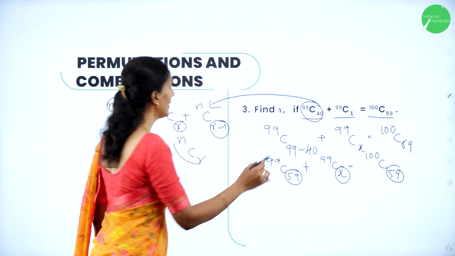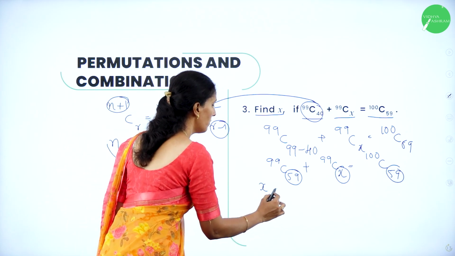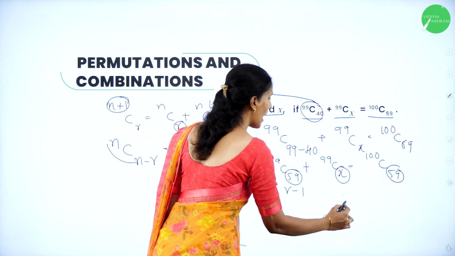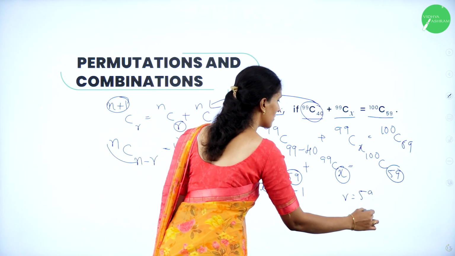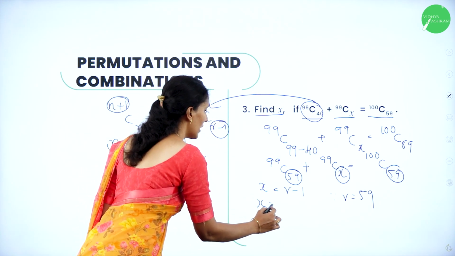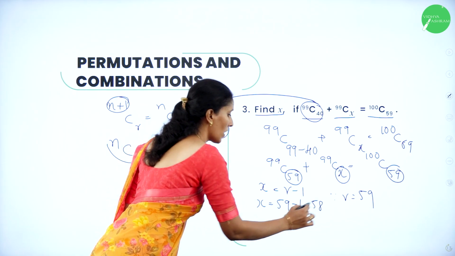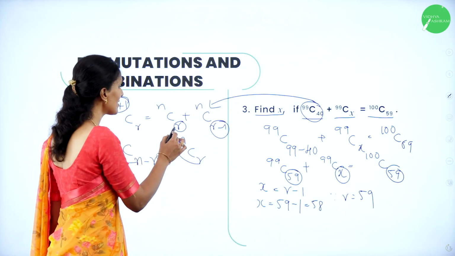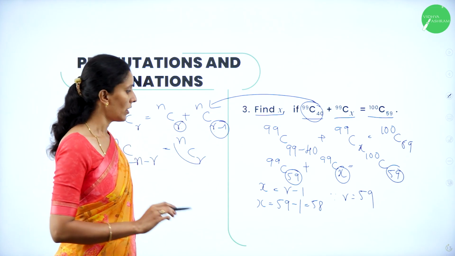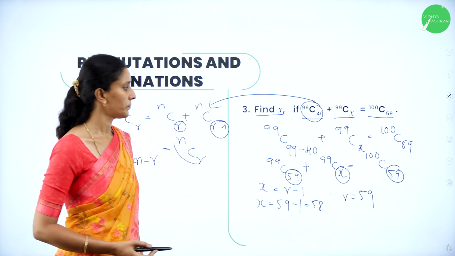What do I need to find? X. What is my X? X is equal to R minus 1. What is my R? My R is equal to 59. Since R is equal to 59, substitute here: 59 minus 1 is equal to 58. I already said that in this formula, R and R minus 1 are consecutive integers. So when it is 59, this must be 58.